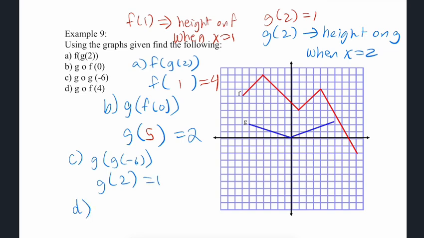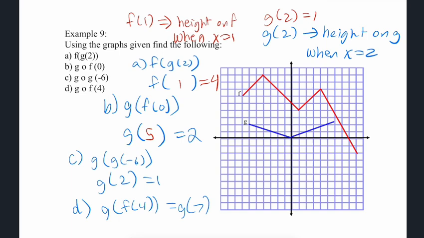Finally, g of f of 4. What function are we going to start with? F. What x value do we have to check? 4. So we go over to an x value of 4, 1, 2, 3, 4, and go up to the graph. What height are we at? 7. So this is going to be g of 7.